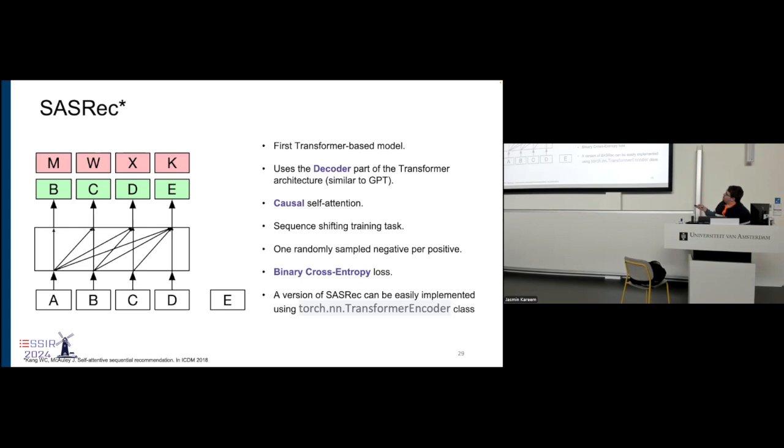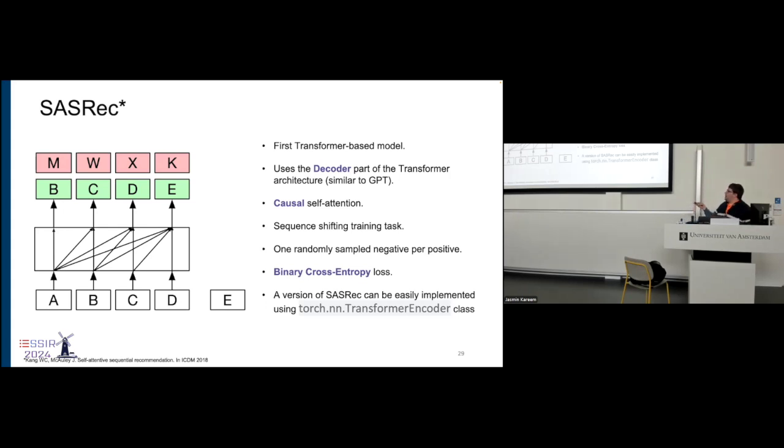So how is it trained? For each positive, it uses one randomly sampled negative. We take one item and then we minimize binary cross entropy loss, which is a function for binary classification. So in a sense, SASRec trains a function that classifies what is the probability that the item is an actual positive, or the probability that the item is a randomly sampled negative out of all items.